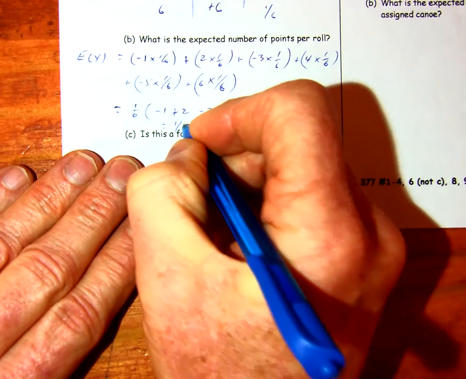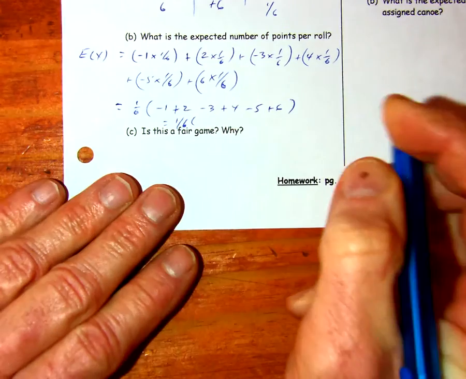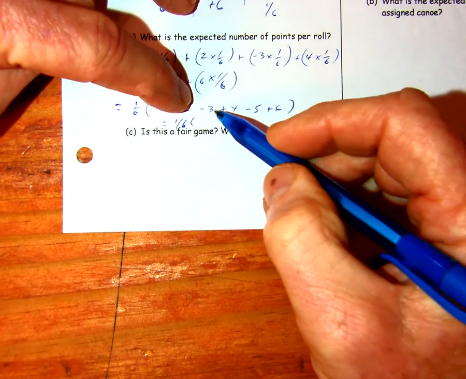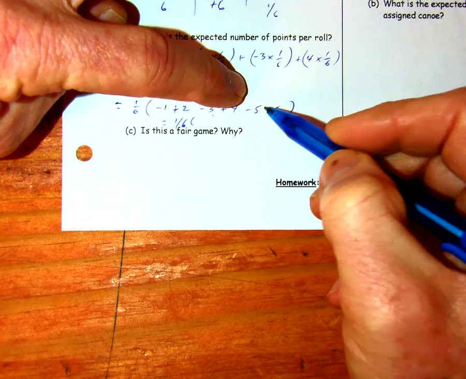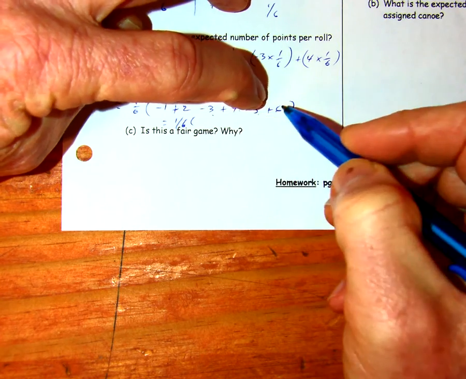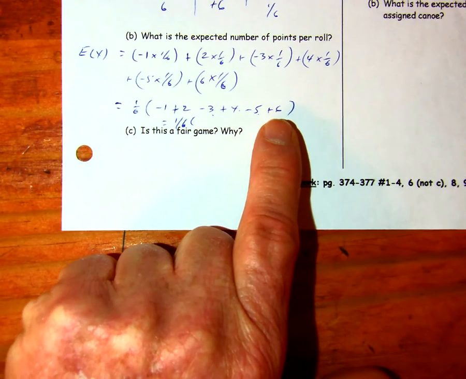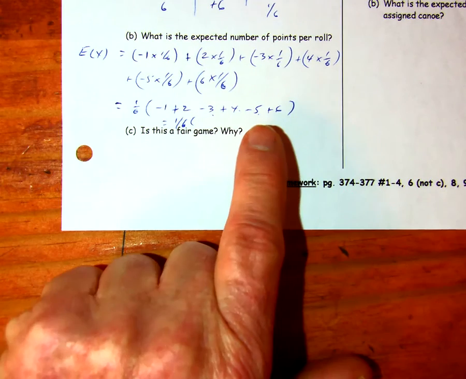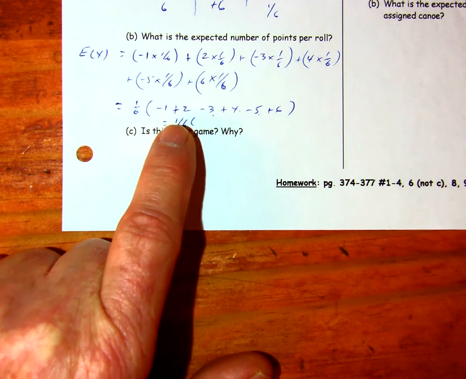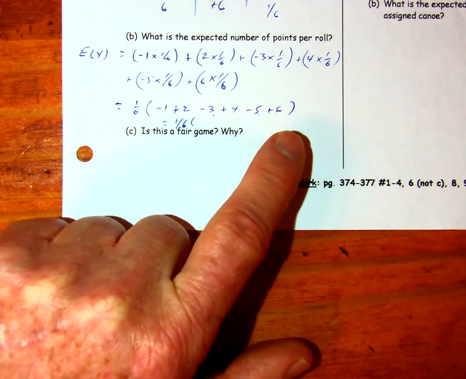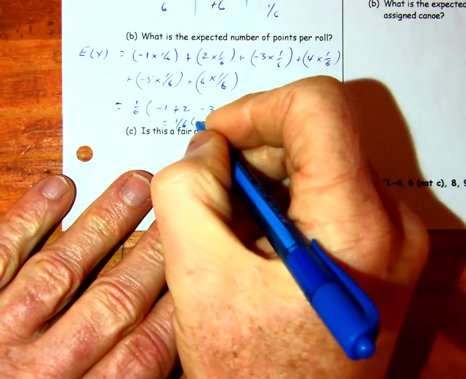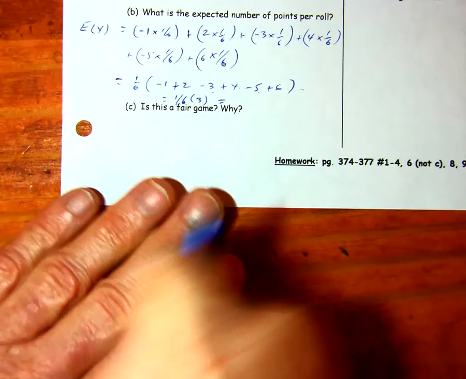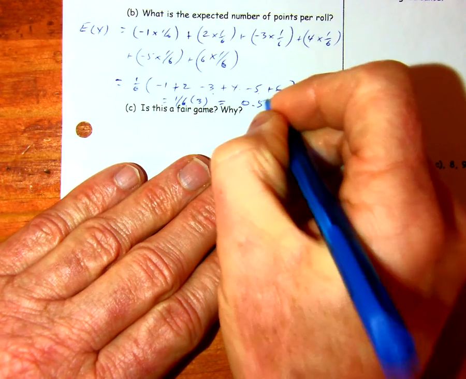That's going to be 1/6 times... what the heck is that? Minus 1 plus 2 is 1, minus 1 plus 1, minus 1. What the heck did I do? Minus 4. It's minus 9 for the negative numbers, and plus 12 for the positive numbers. So this is going to be plus 3. If you add all this up, it should be plus 3. So the average is going to be 0.5.